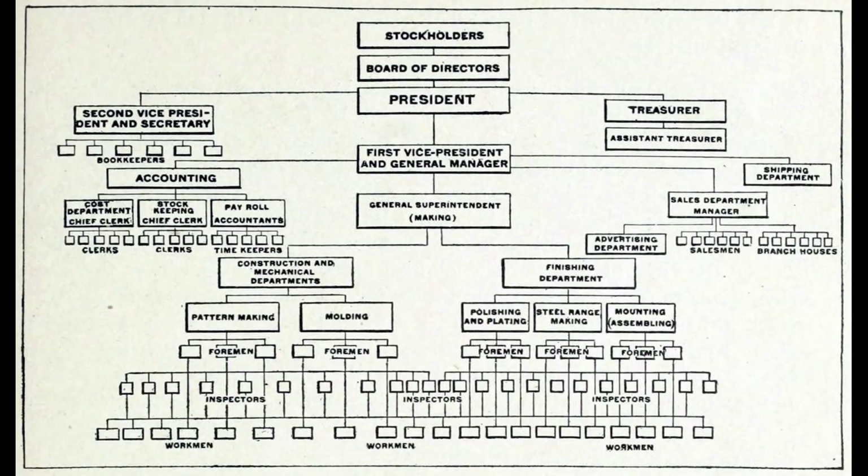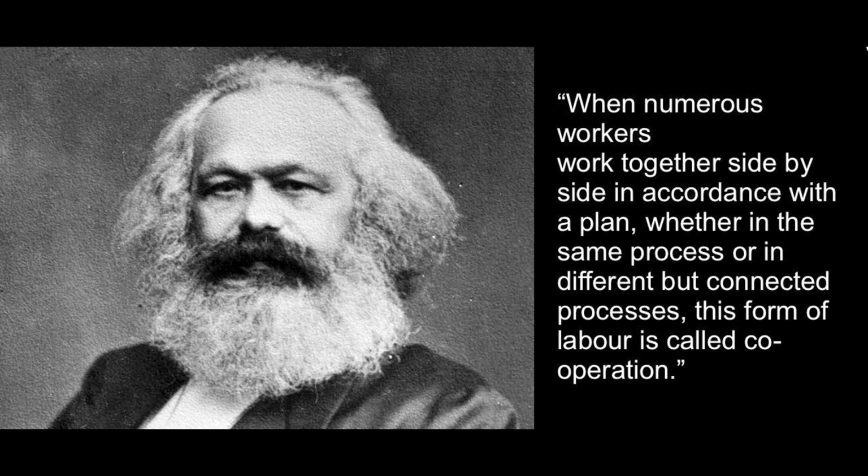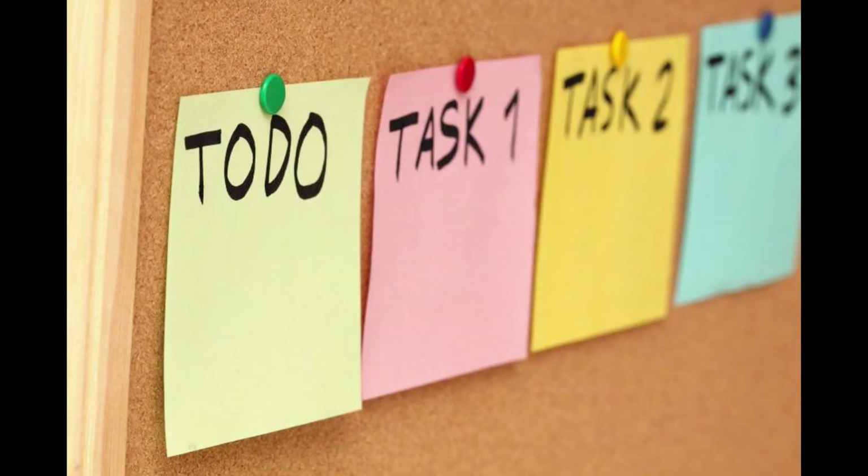Marx also comments on the forms of organisation that are present within each capitalist firm. He has a chapter on cooperation and a chapter on the division of labour. He says, when numerous workers work together side by side in accordance with a plan, whether in the same process or in different but connected processes, this form of labour is called cooperation. There are a number of points to make here.